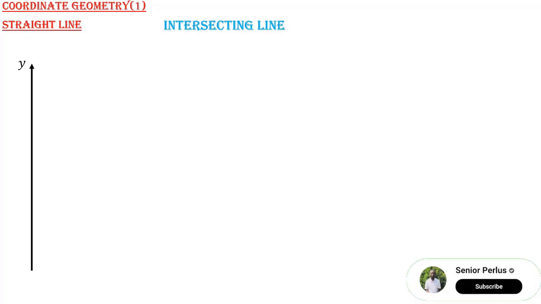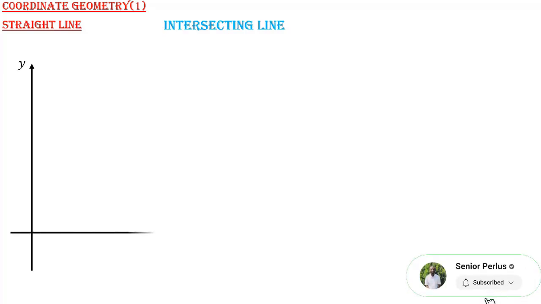Point of intersection. When two straight lines meet, they intersect at one point. So if two lines intersect, the coordinates of the point of intersection must satisfy both equations. Hence, the coordinates of the point of intersection can be obtained by solving the two equations simultaneously.